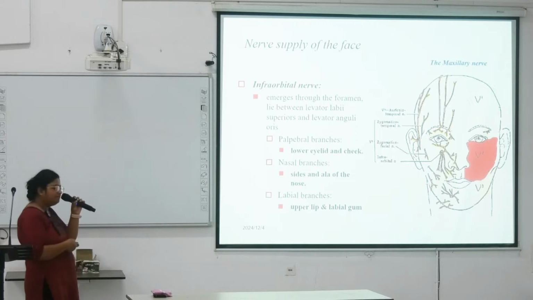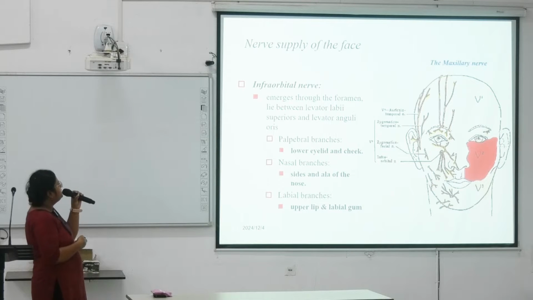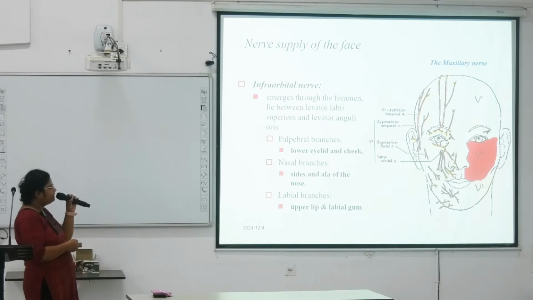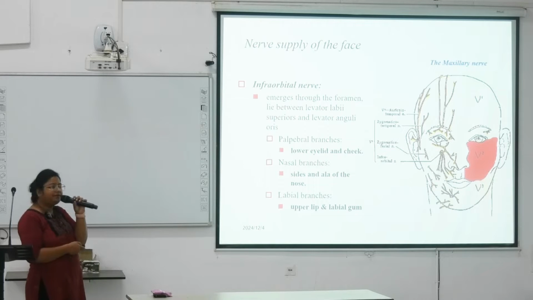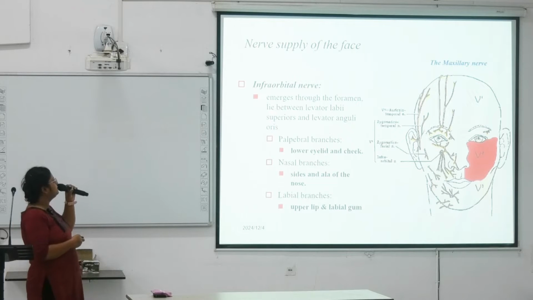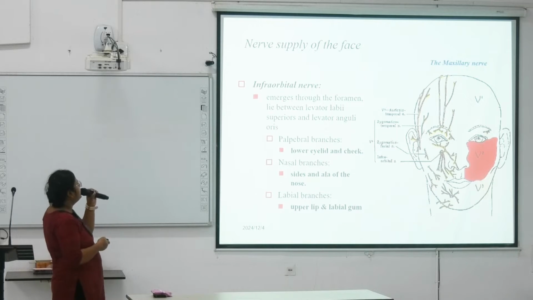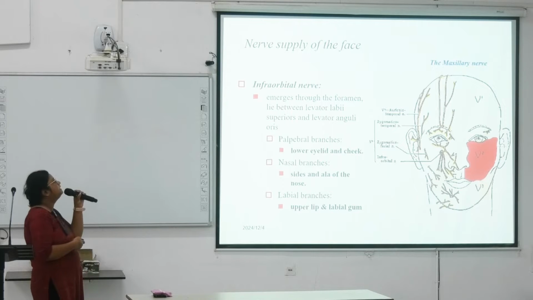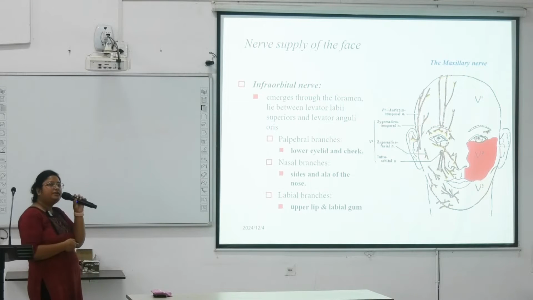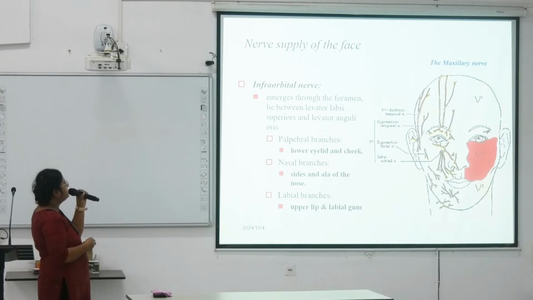First we will discuss the infraorbital nerve. Here is the infraorbital foramen, almost 1 centimeter below the infraorbital margin. It emerges through this foramen and lies between the levator labii superioris and levator anguli oris. The palpebral branches supply the lower eyelid and the cheek.